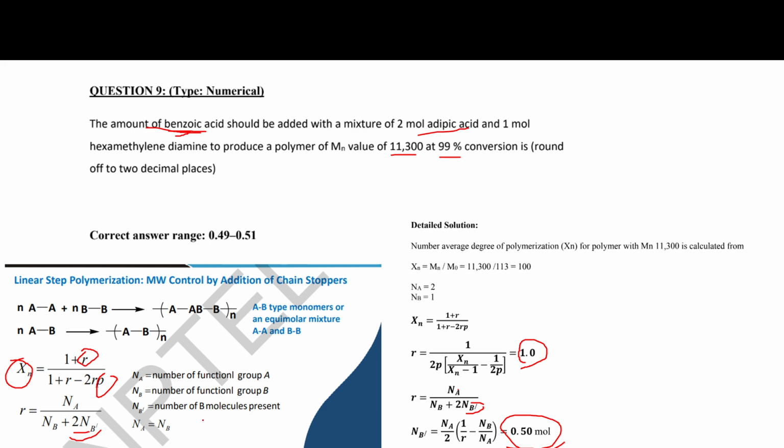So you have to remember only this equation. When you are adding some monofunctional impurity, you consider this equation, and from there you can calculate anything. If Nb is given and Na is given, you can calculate the reactivity ratio. If you know the reactivity ratio and percentage of conversion, you can calculate Xn bar. And if Xn bar is given and extent of reaction is given, you can easily calculate the R value.